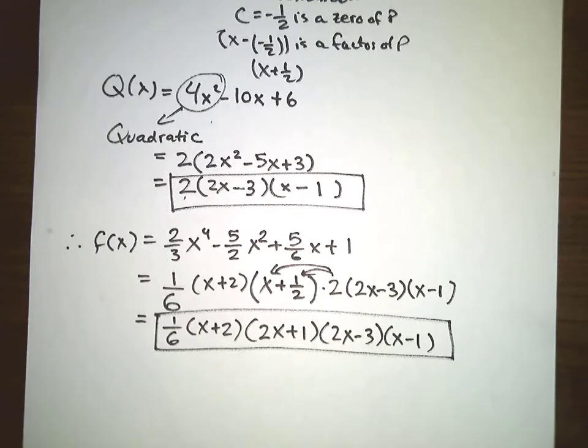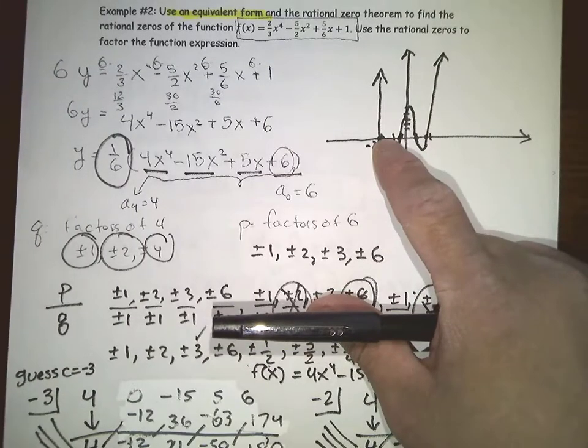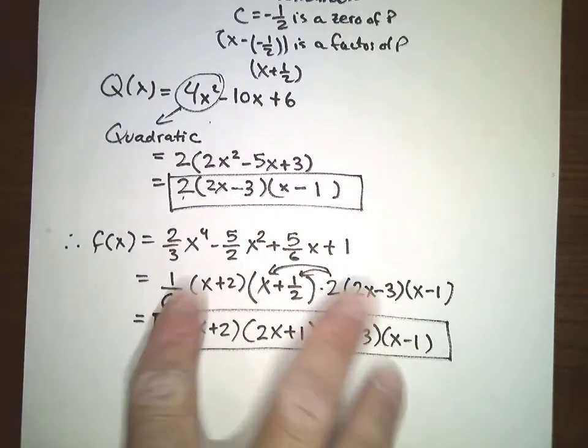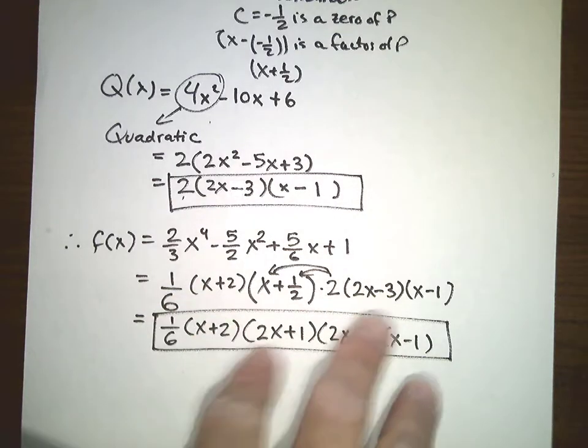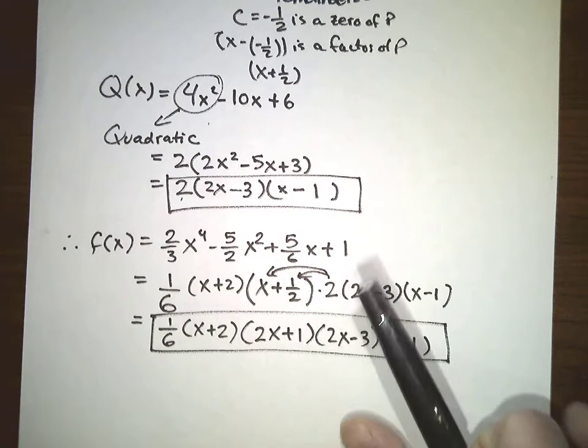So not only is this theorem of the rational roots important to find the zeros of the graph, but it also is helpful in factoring the polynomial if you don't know what some of the factors are. All right, so there's that. Now let's go ahead and look at the next one.